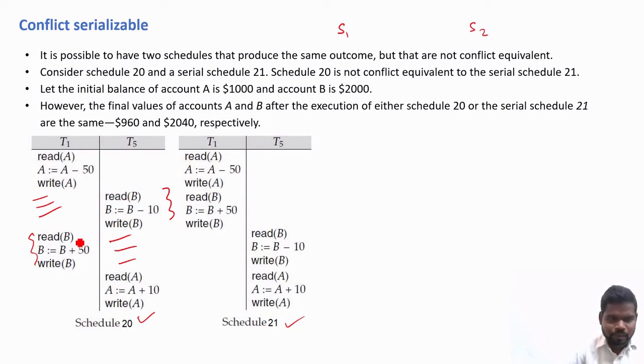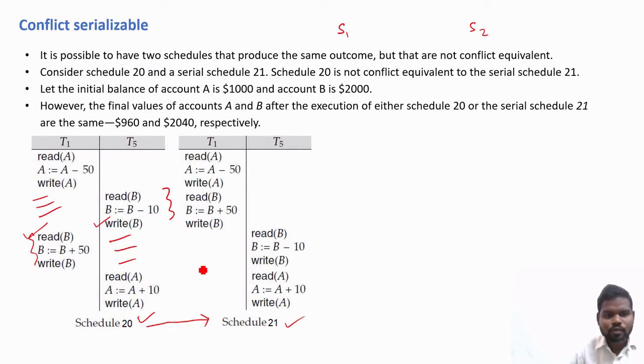See here, this is a write operation, this is a read operation. They access the same data item B, and these two belong to different transactions, that is T5 and T1, and one of them is a write operation. So these two are conflicting instructions, and they cannot be swapped. Since they cannot be swapped, read B cannot move upward and write B cannot move downward. Hence, we cannot produce schedule 21 from schedule 20. Hence, schedule 20 and schedule 21 are not conflict equivalent.